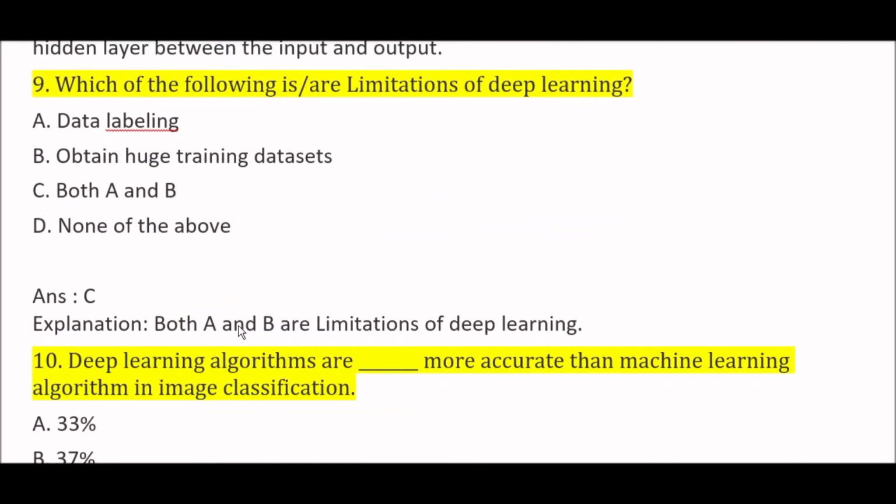Next question. Which of the following is a limitation of deep learning? Option A, data labeling. Option B, obtain huge training data sets. Option C, both A and B. Option D, none of the above. Right answer here is option C, both A and B. The limitations of deep learning are data labeling and obtaining huge training data sets. So they both are the limitations of deep learning. Right answer here is option C, both A and B.